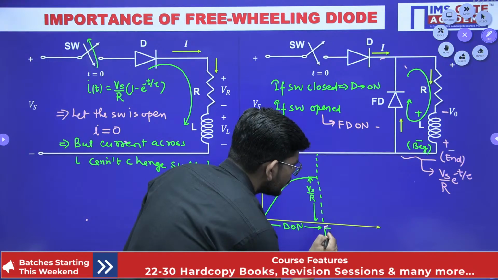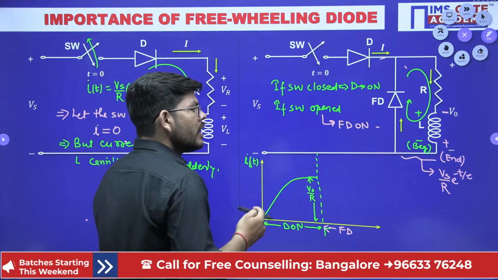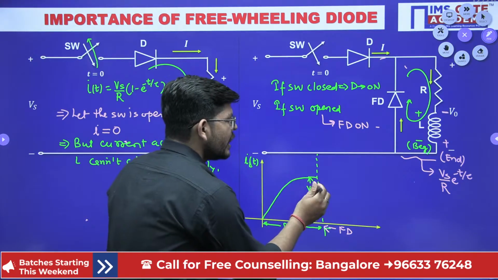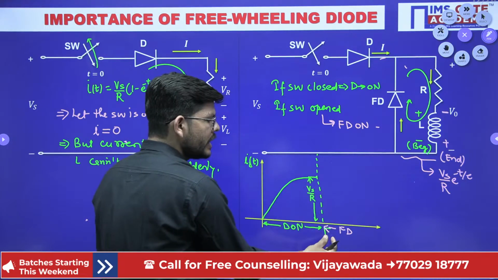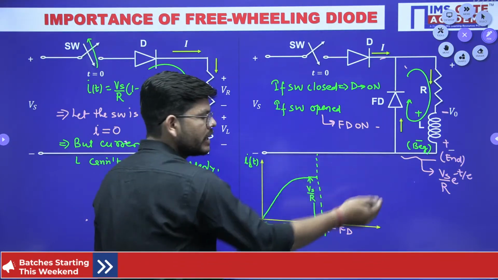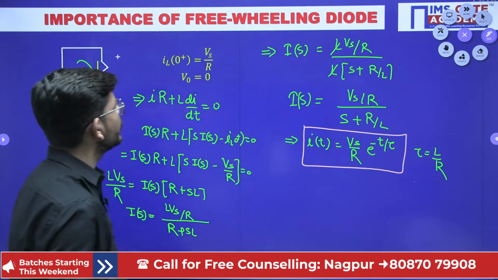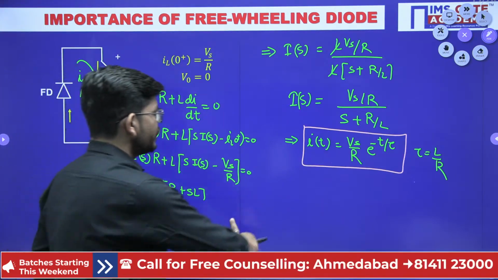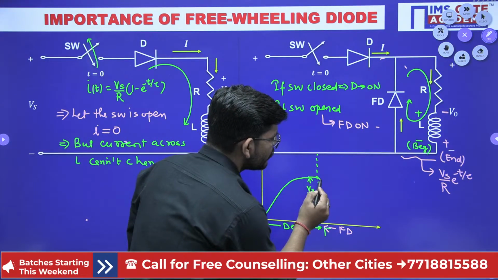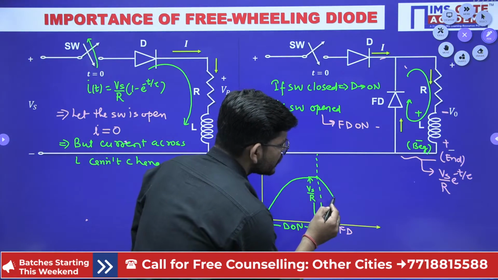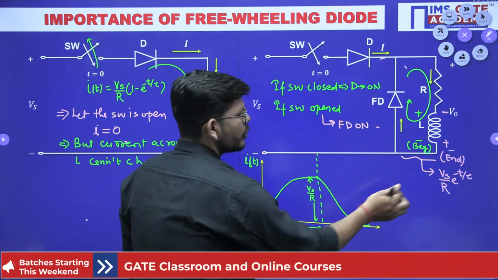Yes or no? This is going to be the moment where the freewheeling diode is going to start. Now at this moment the freewheeling diode is having a value equal to Vs by R, isn't it? This is the t equals to 0 moment for this freewheeling diode, so it has an initial value of Vs by R. And at what value is it going to settle? The initial value is Vs by R, and it will start decreasing exponentially, and finally it will settle to a value equal to 0.